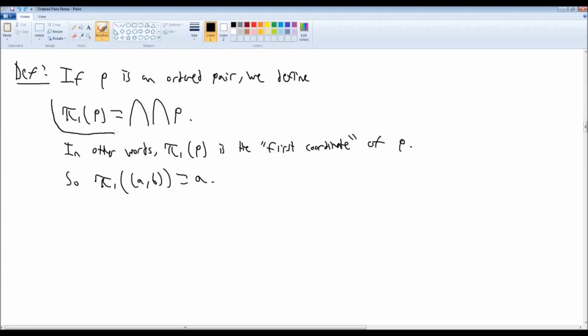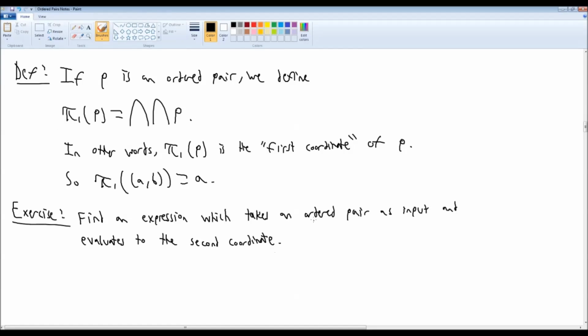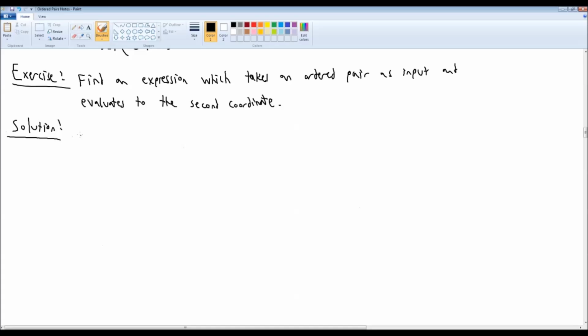And we can do this even if we don't know what A and B are ahead of time. So here's an exercise. Let's try finding a similar formula that takes an ordered pair as input, but instead of giving us the first coordinate, it gives us the second coordinate. And spoiler alert, it's not going to be pretty.